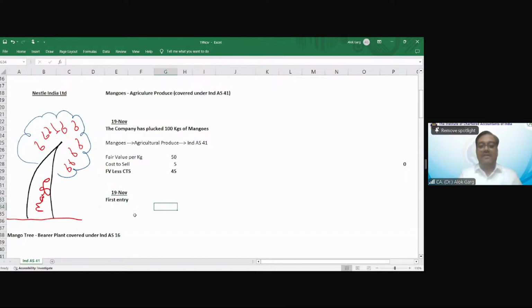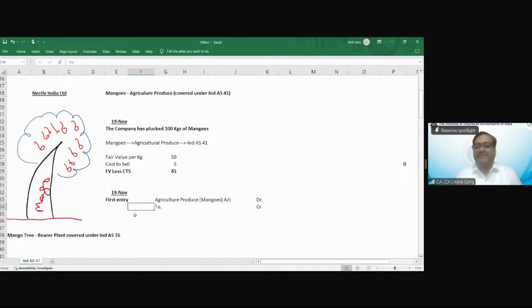Very good. The first entry is very clear. Mangoes account debit. Can I write agriculture produce account debit? Agriculture produce within bracket mangoes account debit. Okay. What is credit? You haven't paid any cash. Then what is credit? Because this is a double entry accounting system.